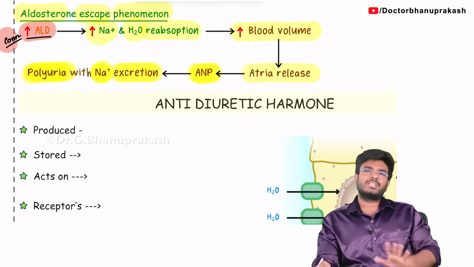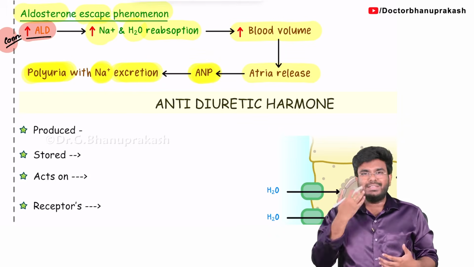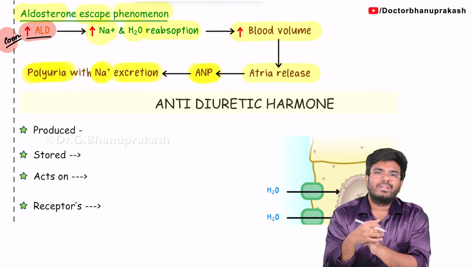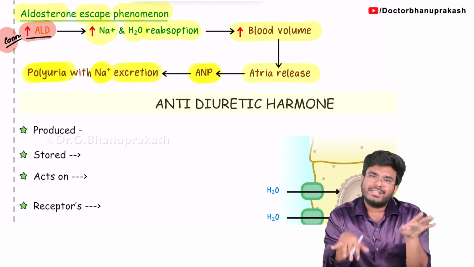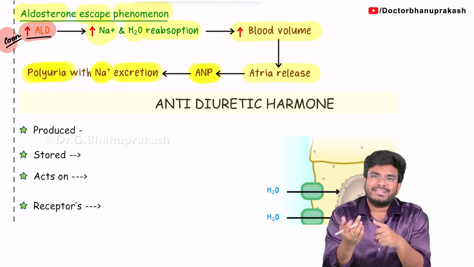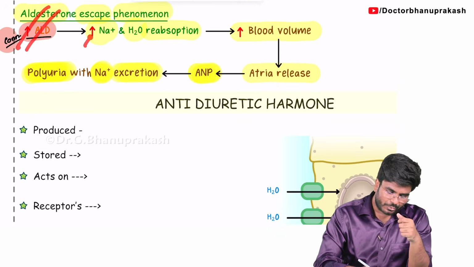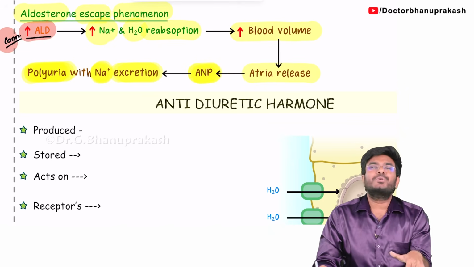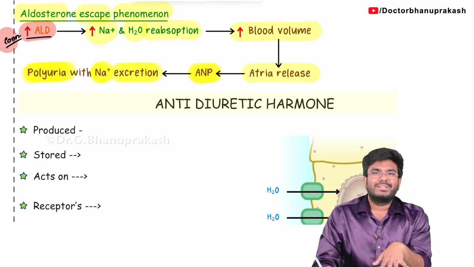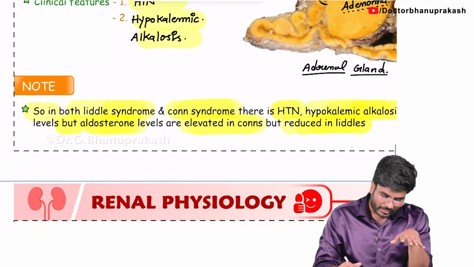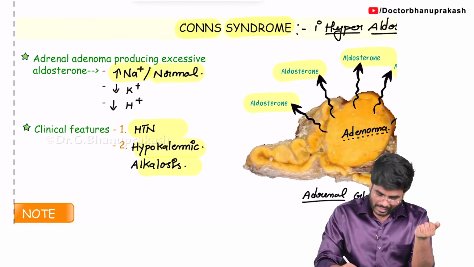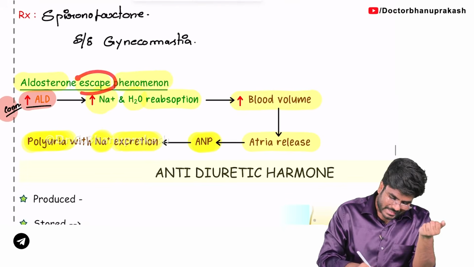So it's just like husband and wife. The husband on one side is earning, trying to build something. But what is the wife doing? The wife is spending. So there is a balance, and there is no growth. In the same way, aldosterone is trying to increase the sodium levels and the blood volume, but atrial natriuretic peptide is kicking the sodium and water out of the body, maintaining the levels normal. So because of this aldosterone escape phenomenon, the sodium levels can sometimes be normal because of the ANP. Now you understand the aldosterone escape phenomenon.